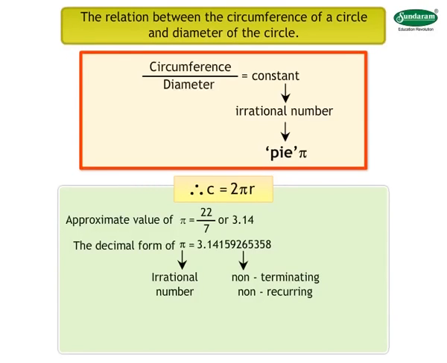3.14159265358, which is a non-terminating, non-recurring number. We normally use the value of pi up to 2 decimal places, which is 3.14. So, we say that 3.14 is approximate value of pi and 22 upon 7 is very close to 3.142. So, normally the value of pi is taken as 22 upon 7.